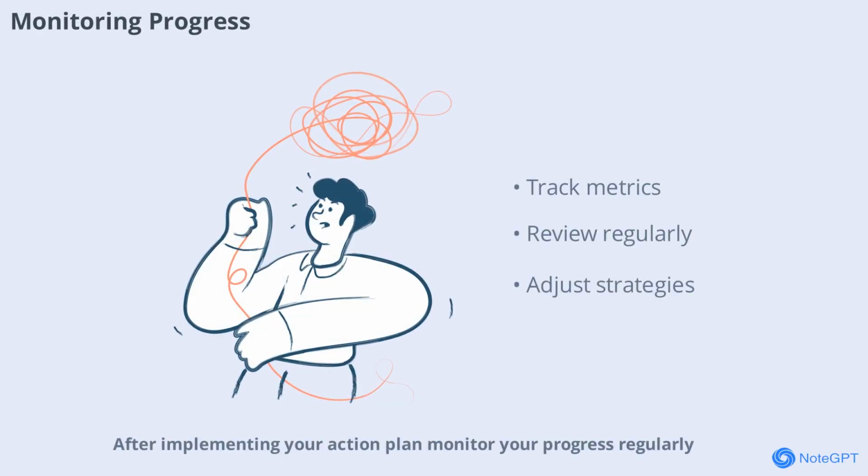After implementing your action plan, monitor your progress regularly. Track key metrics, review your SWOT matrix, and adjust your strategies as needed. This ongoing process ensures that you stay on track and respond to changes in your environment.